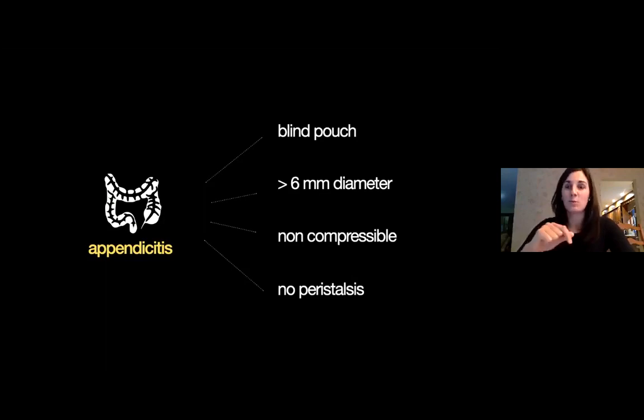That's also an important point to distinguish from a loop of small bowel. You have to be patient, you compress, you stay there, and you look. And if what you thought was the appendix starts moving and doing some peristalsis, well, that's not the appendix. The appendix doesn't do peristalsis. It's a fixed structure, not like the small bowel.